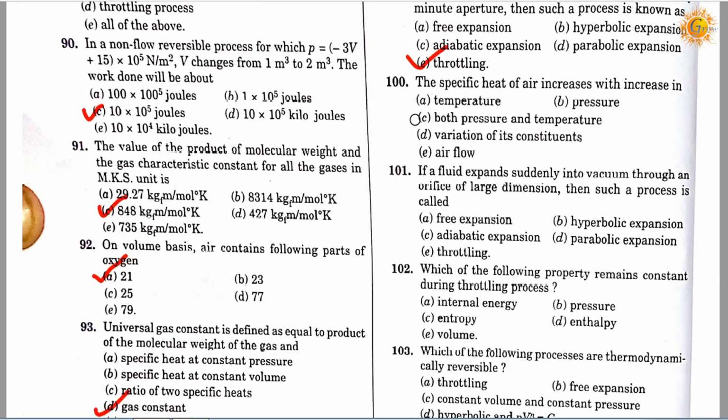Question number 100. The specific heat of air increases with increase in option A, temperature. Option B is pressure. Option C is both pressure and temperature. Option D is a variation of its constituents, and option E is airflow. So correct answer is A, it's temperature.